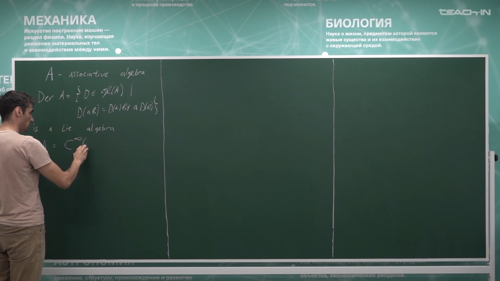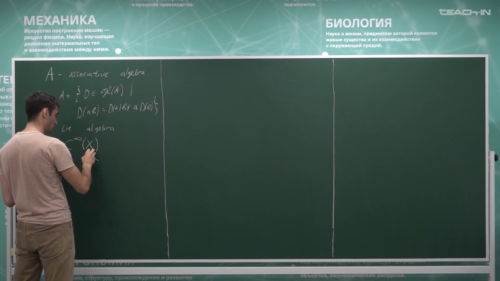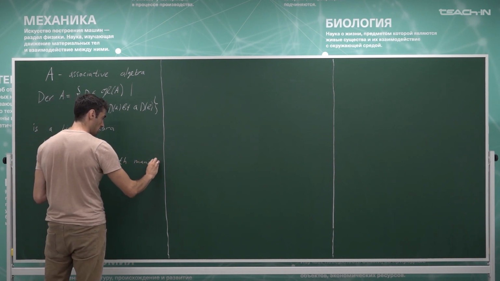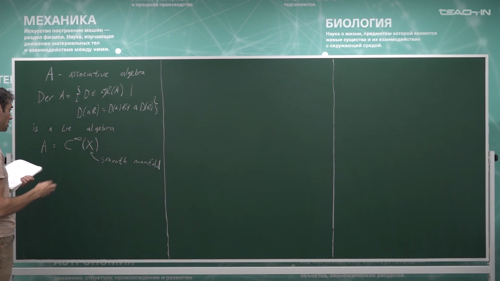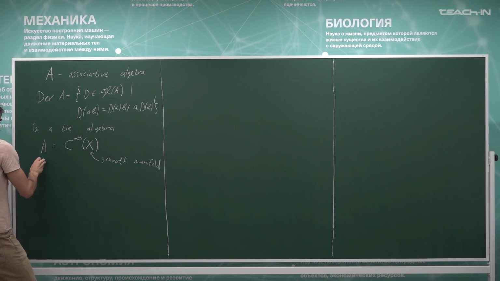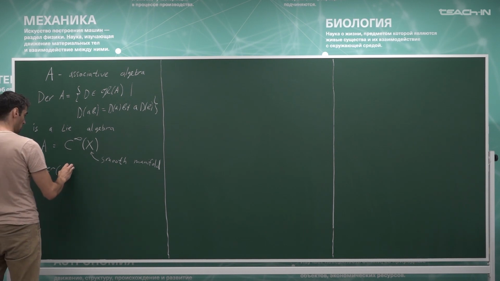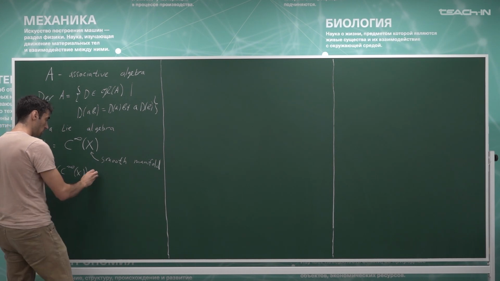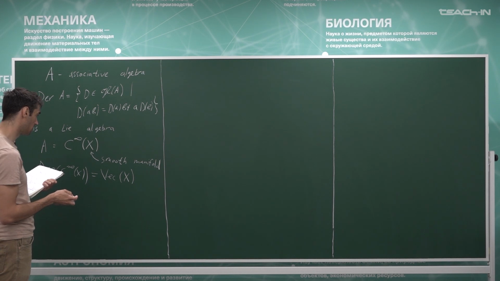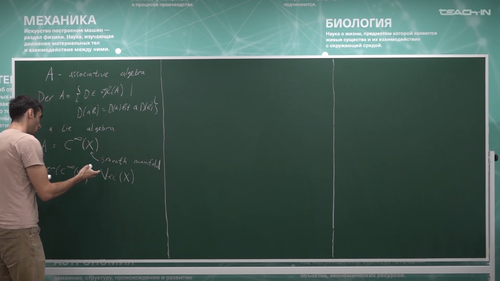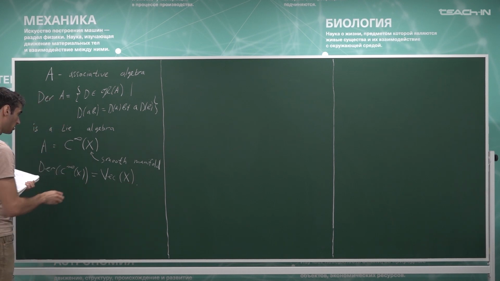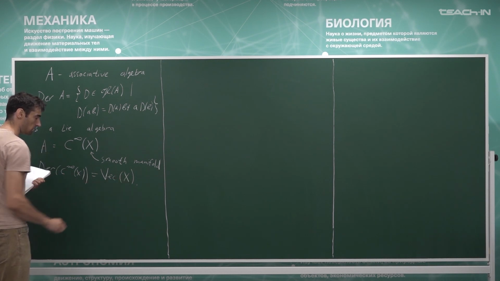C infinity of X, all smooth functions on some smooth manifold X. So X is a smooth manifold, and C infinity of X is smooth functions. Of course, you can multiply these functions pointwise, and this makes it an associative algebra. And then derivations of C infinity of X, by definition, are all vector fields on X. And vector fields with respect to taking a commutator give you a Lie algebra.